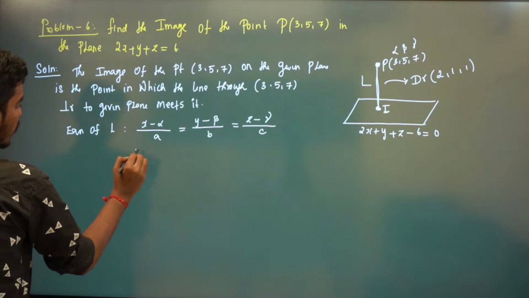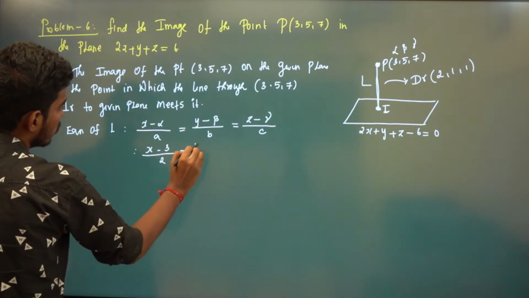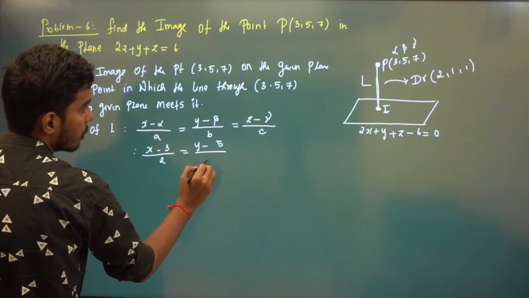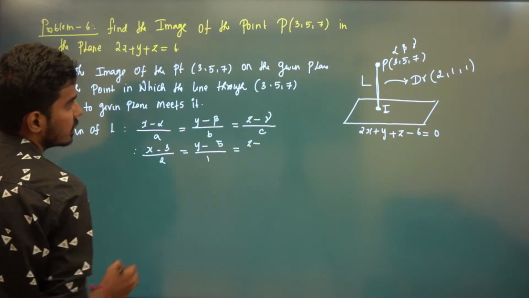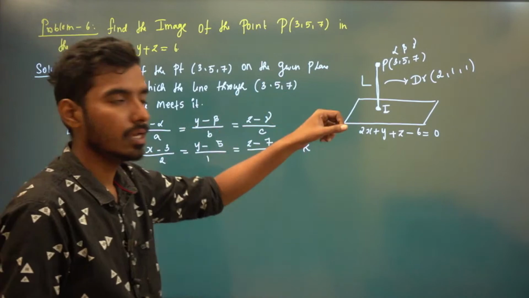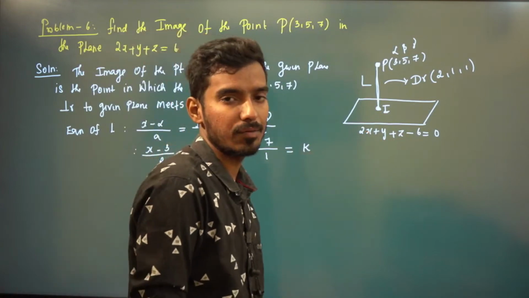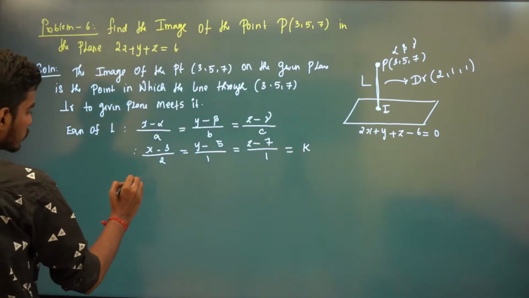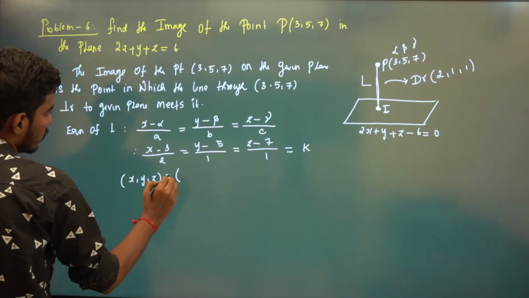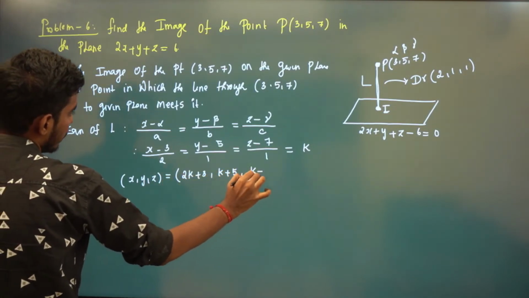So therefore, the equation of this line is (x minus 3) by 2, (y minus 5) by 1, (z minus 7) divided by 1. Let us say it is equal to k. This is the equation of this line. Now it is very simple, right? You just find the coordinate form and substitute in the plane, that will give you I. That's it. So your x, y, z will be in the form x is 2k plus 3, y is k plus 5, z is k plus 7.